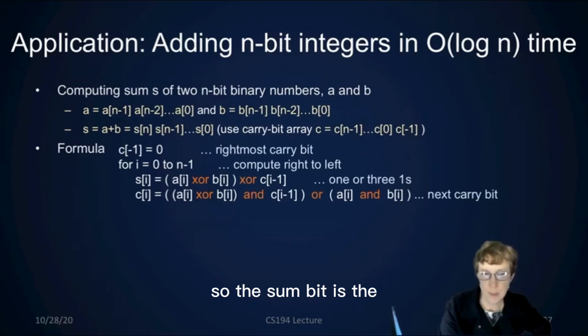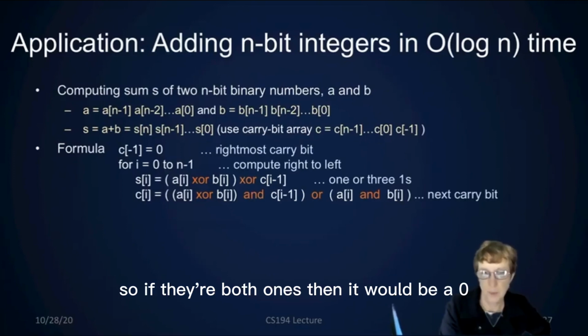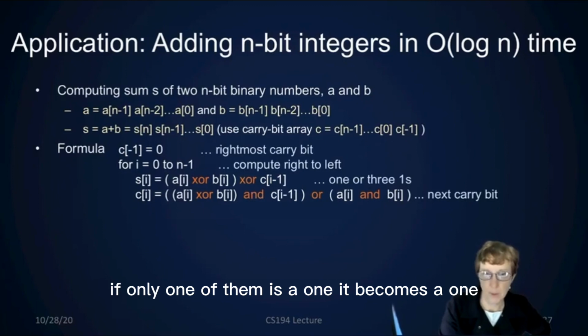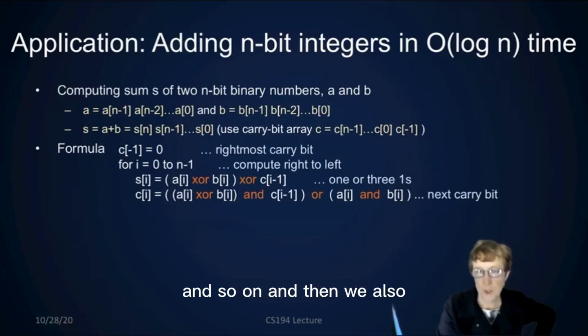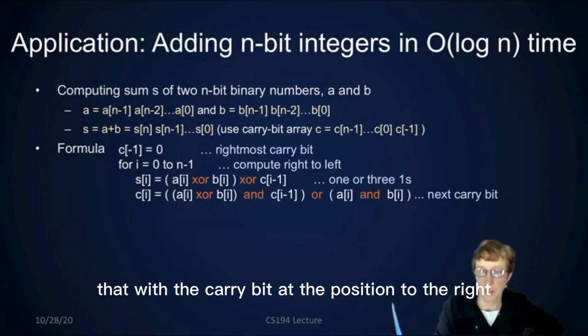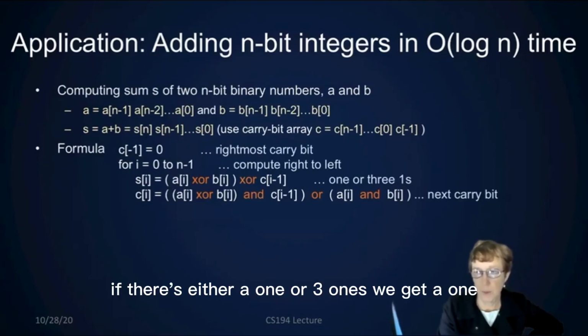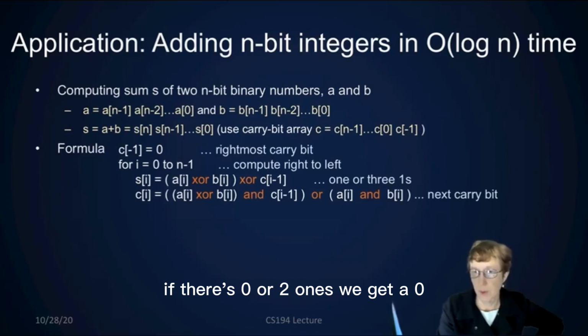So the sum bit is the XOR of A and B at that bit position, right? If they're both 1s, then it would be a 0. And if only one of them is a 1, it becomes a 1. And then we also XOR that with the carry bit at the position to the right, the i-1 position, sorry. So this is basically saying if there's either 1 or 3 1s, we get a 1. If there's 0 or 2 1s, we get a 0.